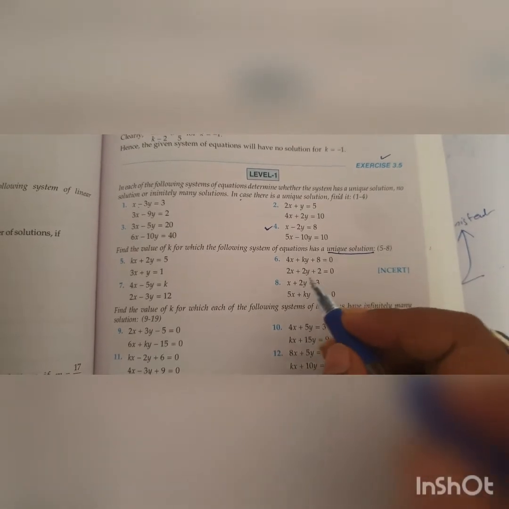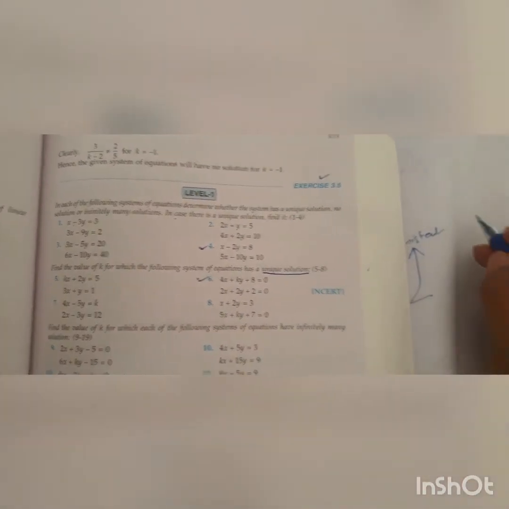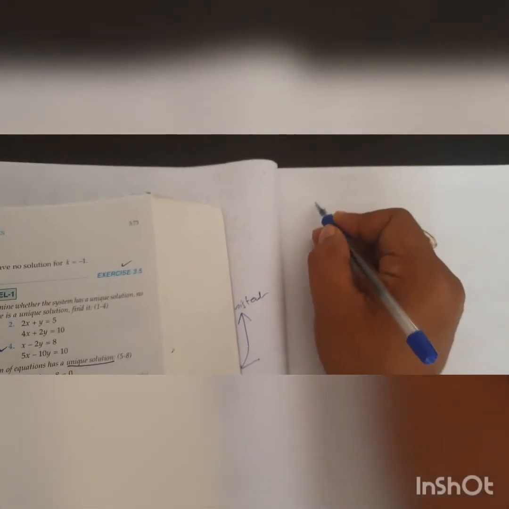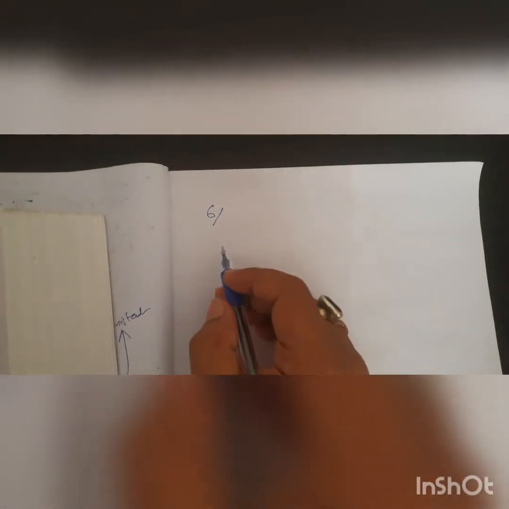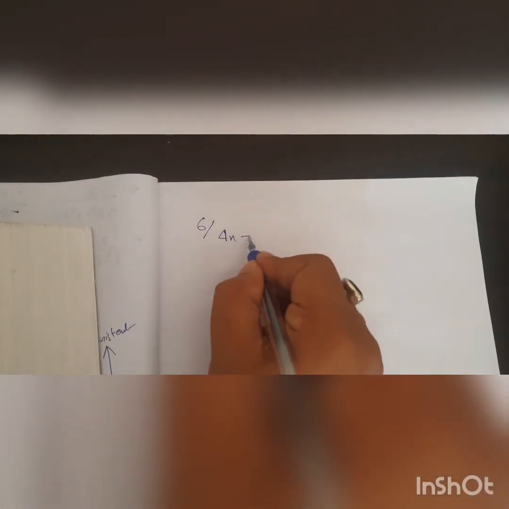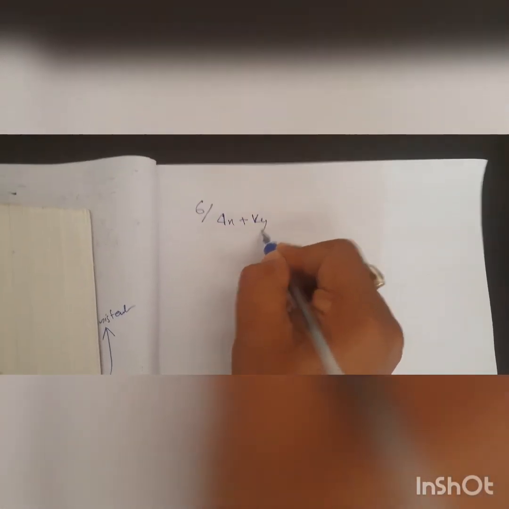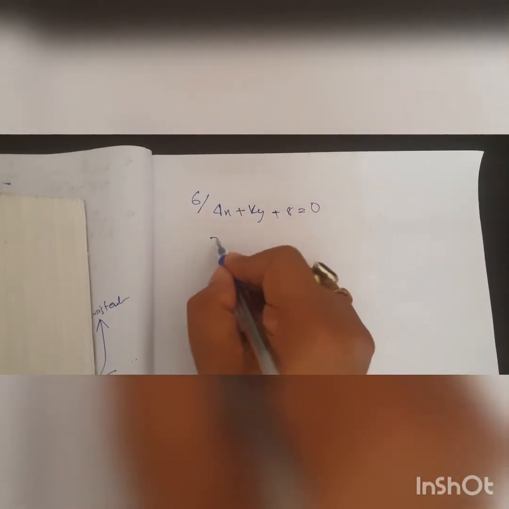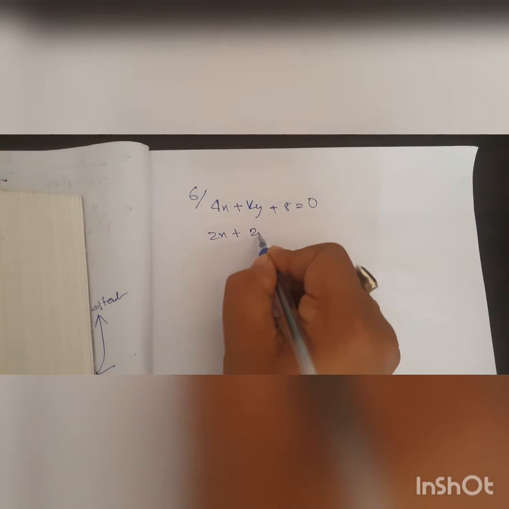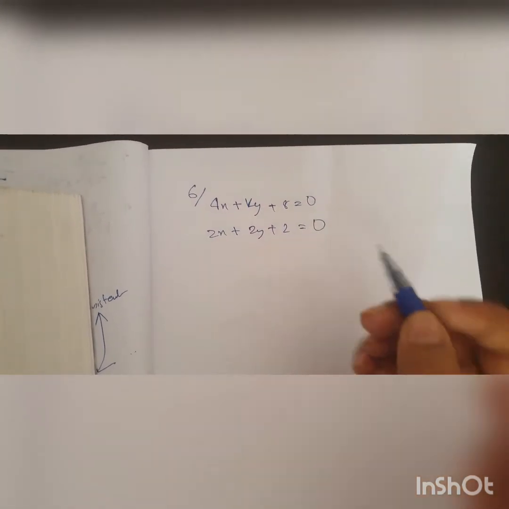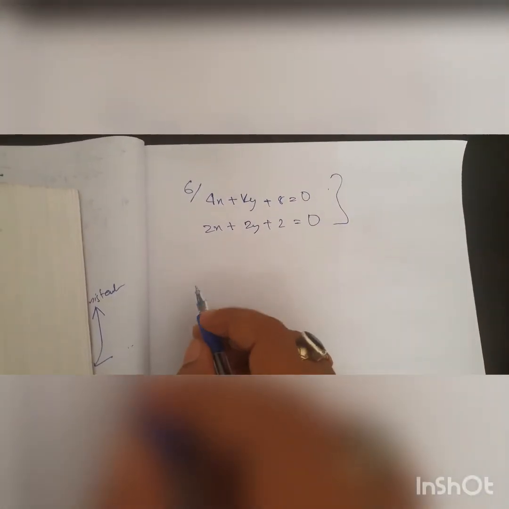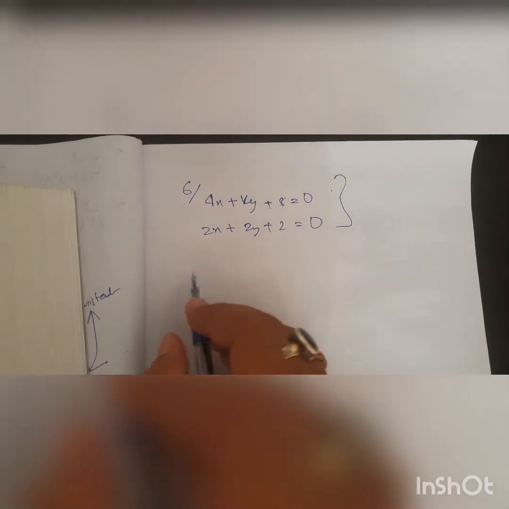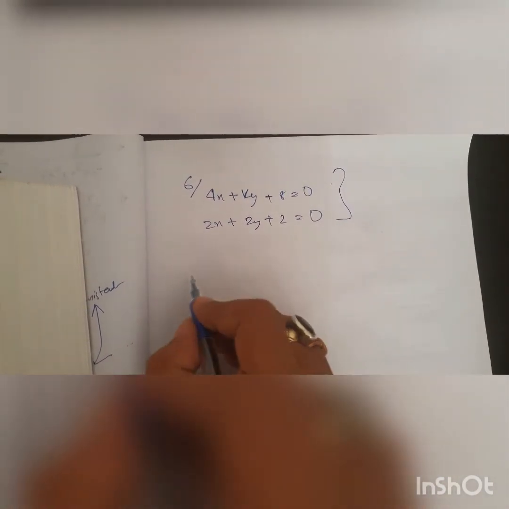So let me take question number 6. It is given 4x plus ky plus 8 is equal to 0 and 2x plus 2y plus 2 is equal to 0. Now if I notice this properly, they have said that it is a unique solution.